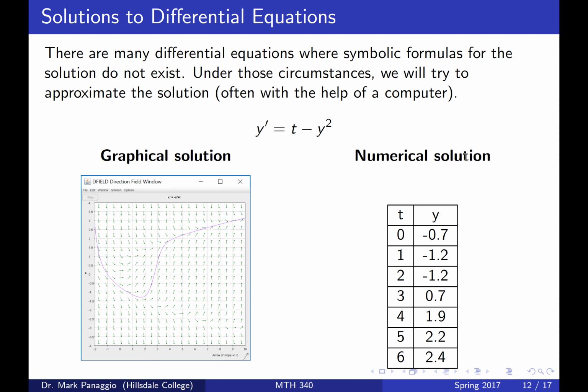So we will talk about how to construct all of these types of solutions at different points over the course of the semester, but in general, we would like to find an explicit solution if possible, since that gives us the most information. If not, we'll live with an implicit solution, and when both of those fail, we'll opt for one of these graphical or numerical solutions instead.